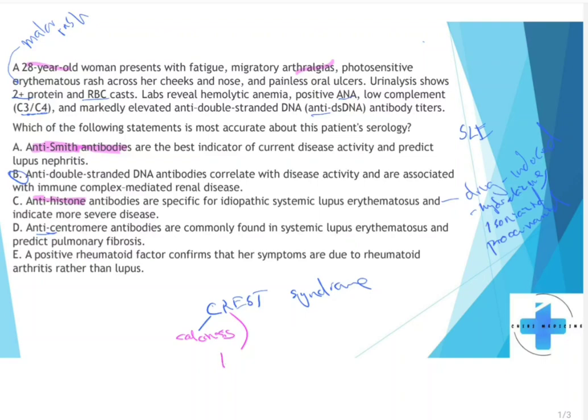Then the R is for Raynaud's phenomenon. So Raynaud's phenomenon. And that's where you have the fingers and toes kind of turn bluish, particularly when it gets cold because of that vasoconstriction. Right? The E is going to be for esophageal dysfunction, so most likely dysphagia. So esophageal dysfunction. So basically they're going to have difficulty swallowing.